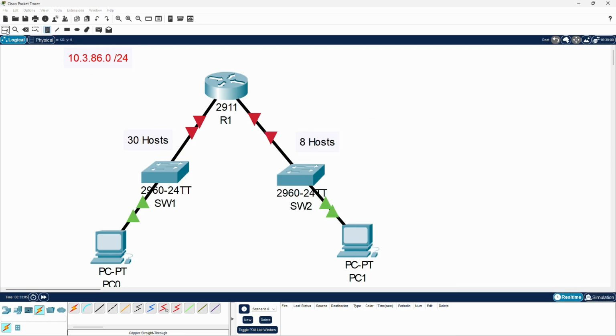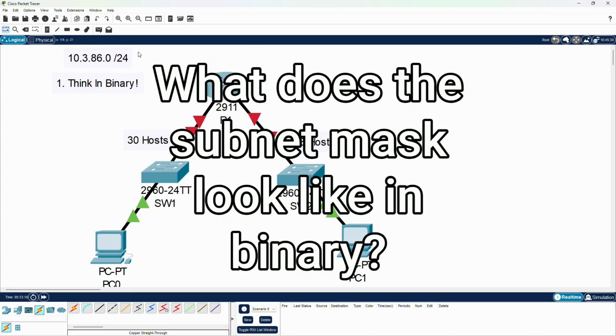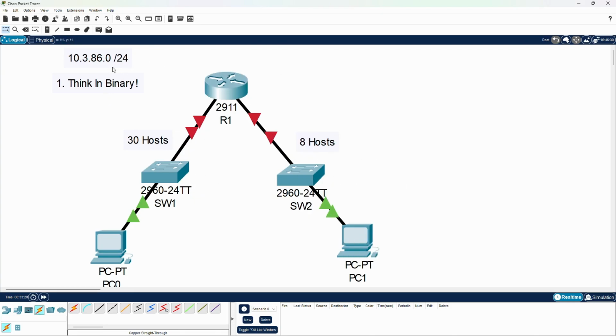So thinking in binary, what do I mean by that? That means when I look at this subnet mask, or in CIDR notation being 24 bits, I want to think in binary, meaning I want to see what this looks like in binary. So I happen to know that, remember, every octet has 8 bits in each, right? So if we have 24 bits in our subnet mask, that means that we have 24 ones.